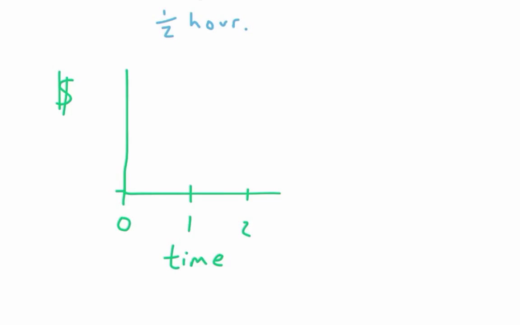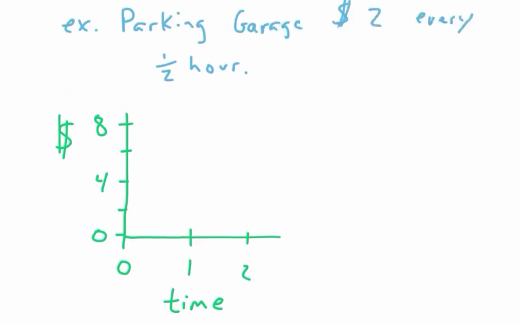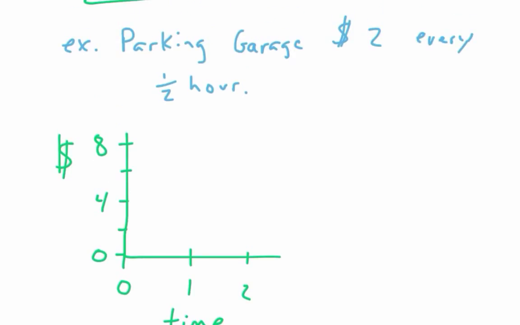And now my y values, let's maybe go up to 10 or something. Or let's go to 8. So then my 4 is right in the middle, and I'd have a 2 and a 6 in there. All right. So now to graph this, when I first get down there, my first half hour I pay how much money?